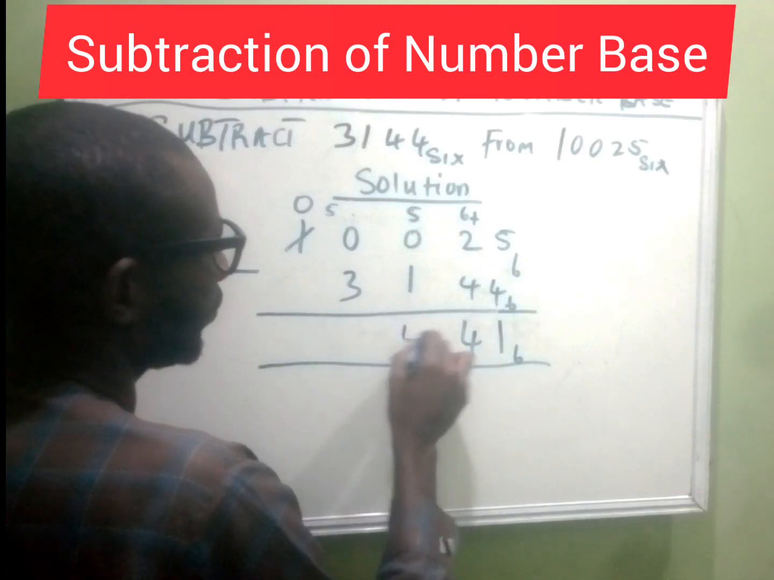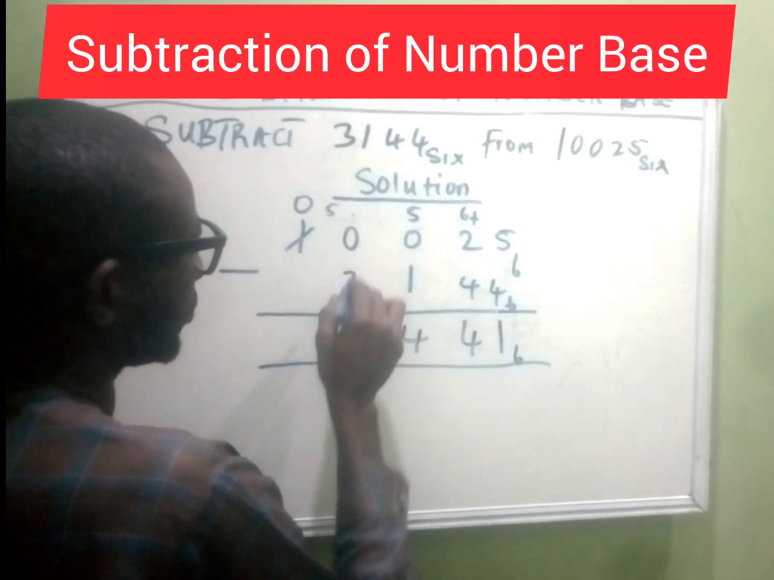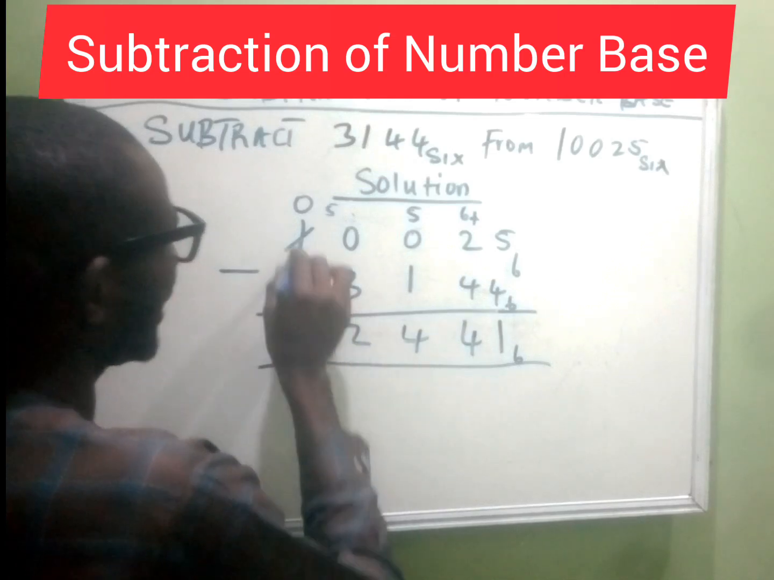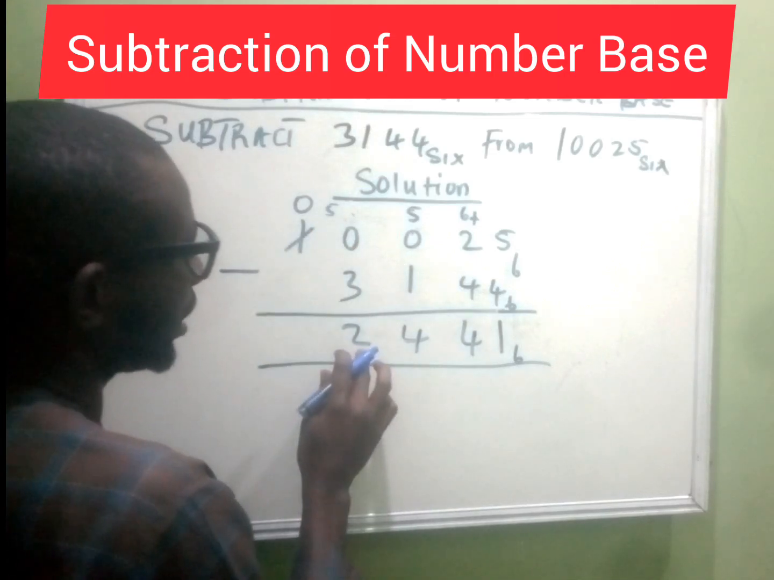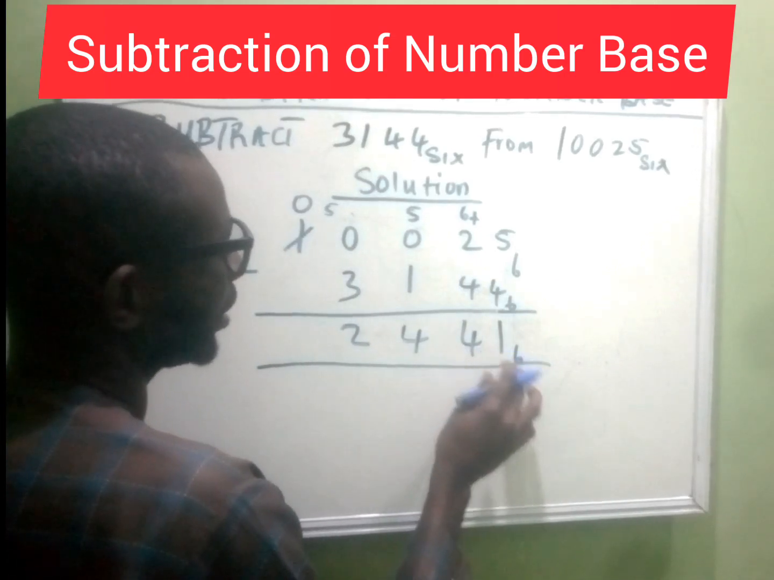Then 5 minus 3 is 2. Remember that this one is already 0. So our answer is 24441 in base 6.